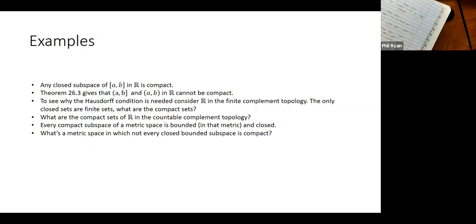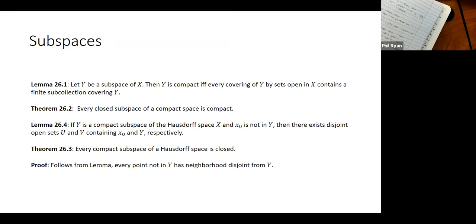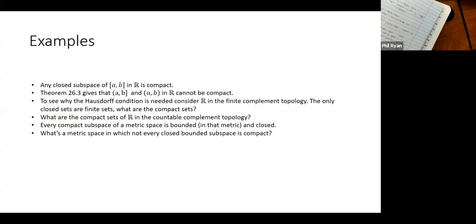So let's have a look at some examples of compact spaces. Any closed subspace of a closed interval in R is compact. We haven't proved that yet. We'll prove that when we come to looking at compact subspaces of the reals. But we know straight away that open or half open intervals are not compact, because that follows from 26.3, which says that a compact subspace of a Hausdorff space is closed. So anything that is not closed in a Hausdorff space cannot be compact. And of course, R is Hausdorff.